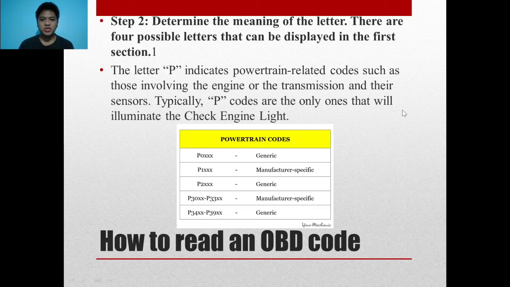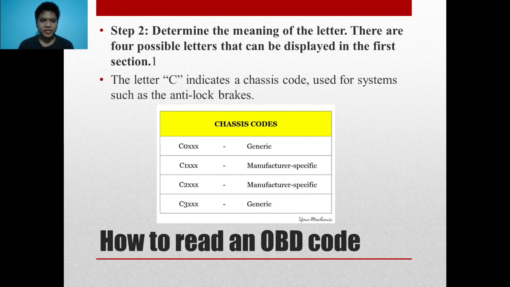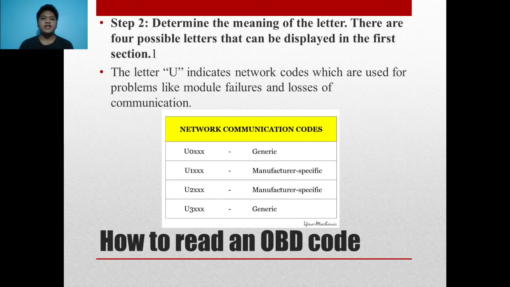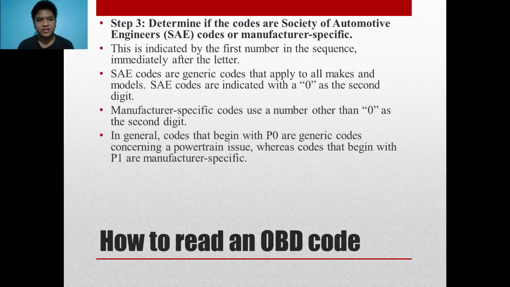The letter B indicates a body code, which means it relates to a body system such as the airbags. There you go. Letter C indicates a chassis code used for systems such as the anti-lock brakes. Okay. Letter U indicates network codes, which are used for problems like module failures and loss of communication. Note, only professional grade or dealership scan tools are able to diagnose codes outside of powertrain codes.